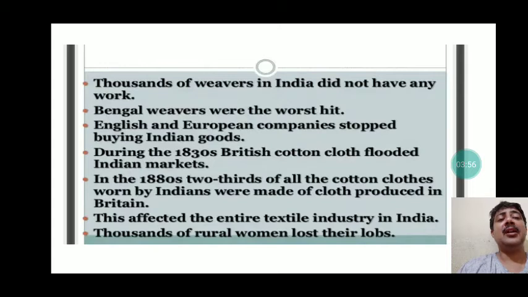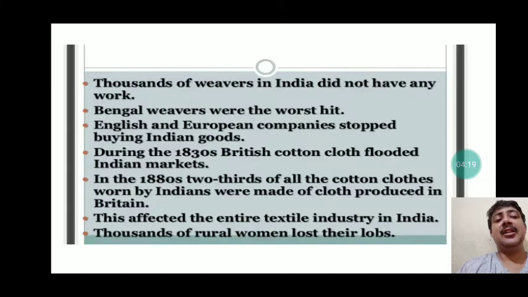Thousands of weavers in India did not have any work. After that, many of the weavers became unemployed. They had no work. Bengal weavers were the worst hit. The weavers in Bengal were mostly affected. England and European companies stopped buying Indian goods, and we all know the condition, because they were producing by their own, so why would they buy from Indians.